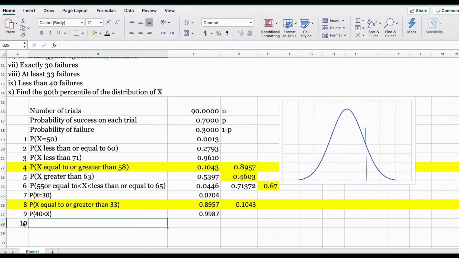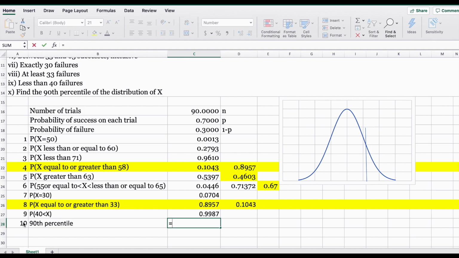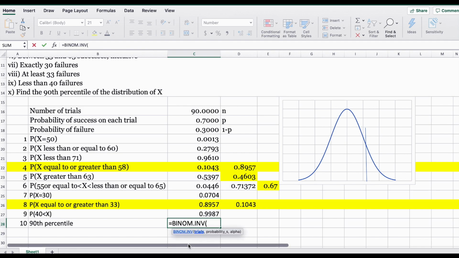Now we're going to move on to the 10th question, or the last question. So here we need to find the 90th percentile of the distribution of x. So here, in order to find the 90th percentile of the distribution, we're going to use the binom.inv inverse function. So when you click on the binom inverse function, first thing it's going to ask you is the number of trials. Here, as per the question, it's 90.